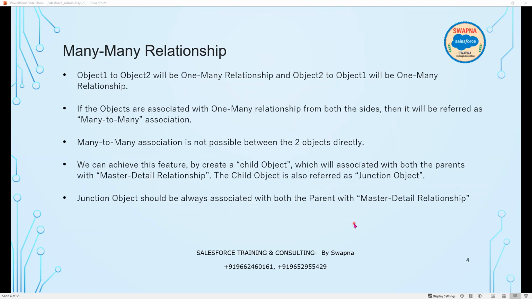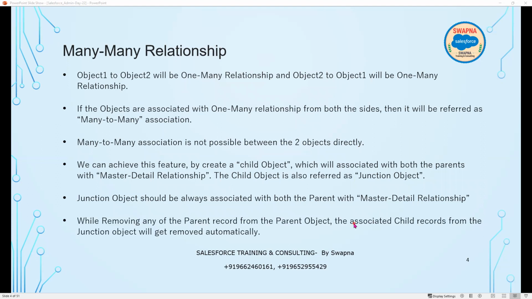A junction object should always be associated with the parent with a master-detail relationship or a lookup relationship. While removing any parent record from the parent object, the associated child record in the junction object will get removed. Because if you implement a master-detail relationship from the child to the parent, you know that the child will be deleted whenever we delete a parent.